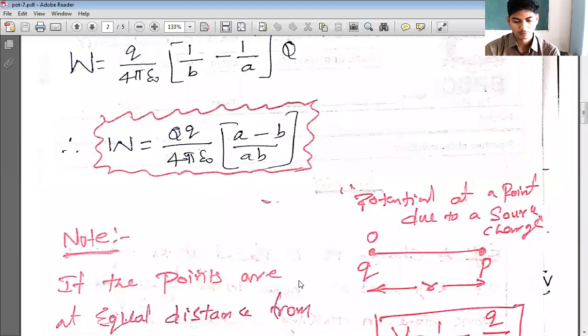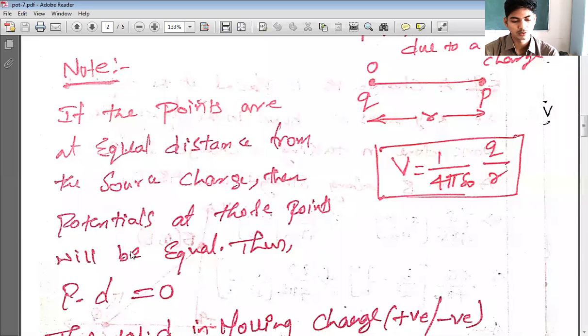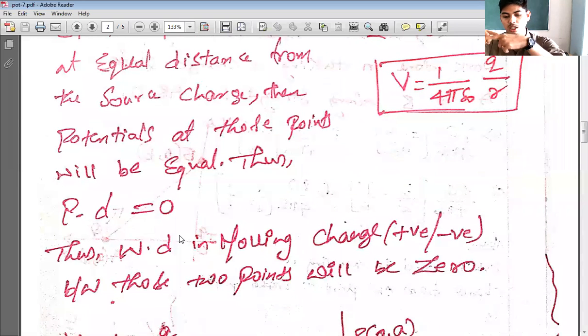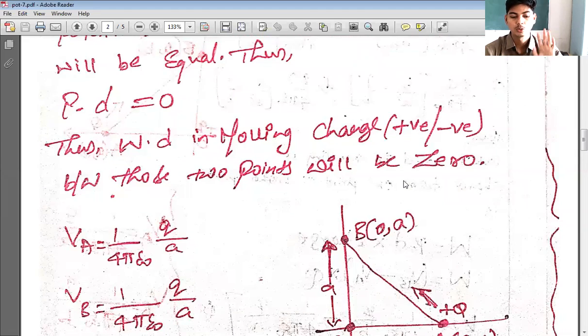I have mentioned it here, see in the notes I have done it. If points are at equal distance from the source charge, then potentials at those points will be equal. Therefore potential difference becomes 0. Point A is at a distance r, point B is also at a distance r, which means the potential at point A due to the source charge is the same as the potential at point B. So work done in moving charge between those 2 points will be 0. If the 2 points are at equal distance from the source charge, then potentials at those 2 points will be equal, and so potential difference will be 0.